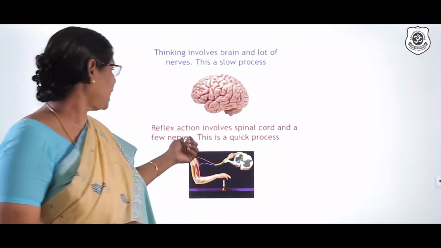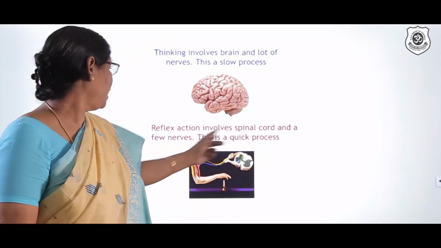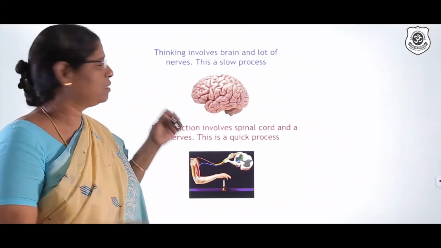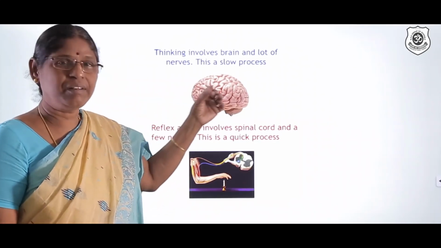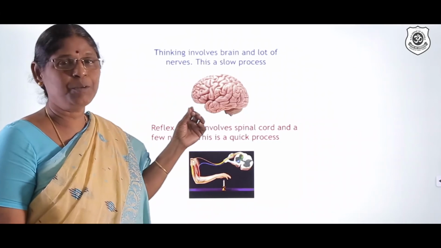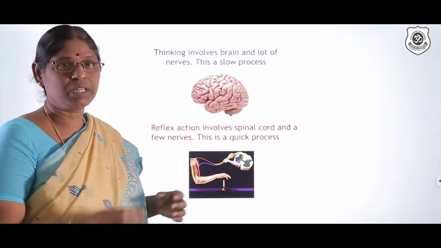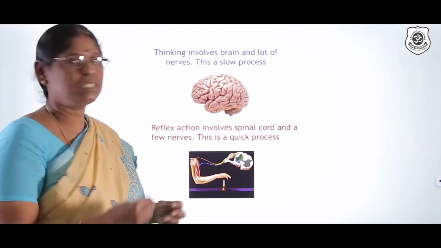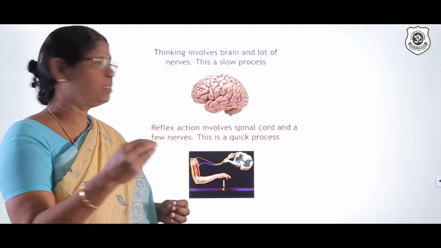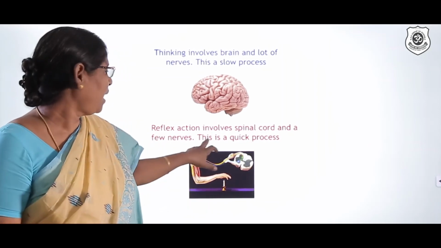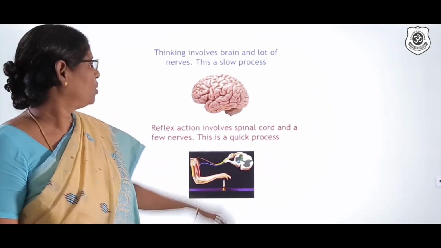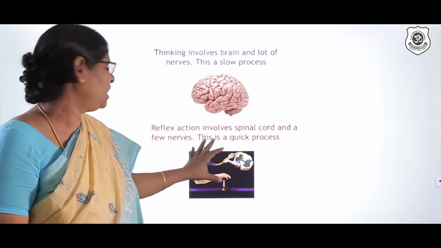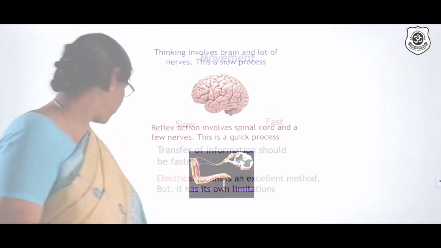Whereas reflex action involves spinal cord and very few nerves. Here in the last picture you saw that the nerves like efferent, afferent and relay nerve, only 3 nerves we see there. Very few nerves will be involved. It is a very short circuit, that is in reflex action, of course it is a short cycle. So it involves only very few nerves, and this is a quick process. So from this we understand that thinking is a complicated process and reflex action is a simple quick process.